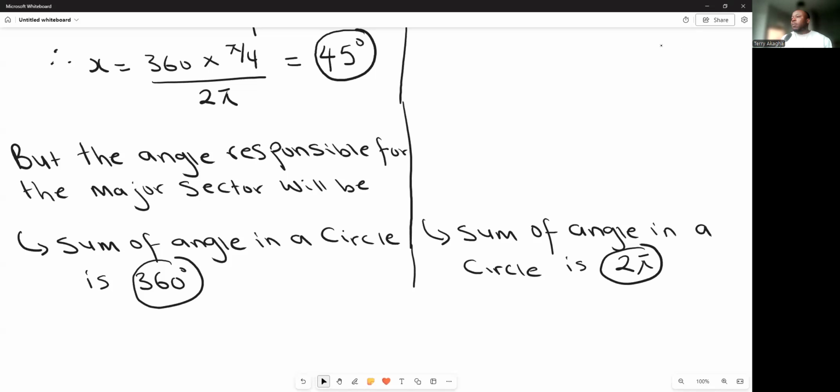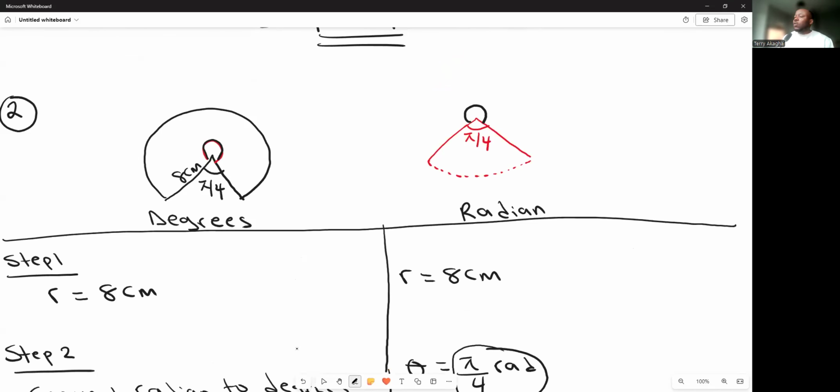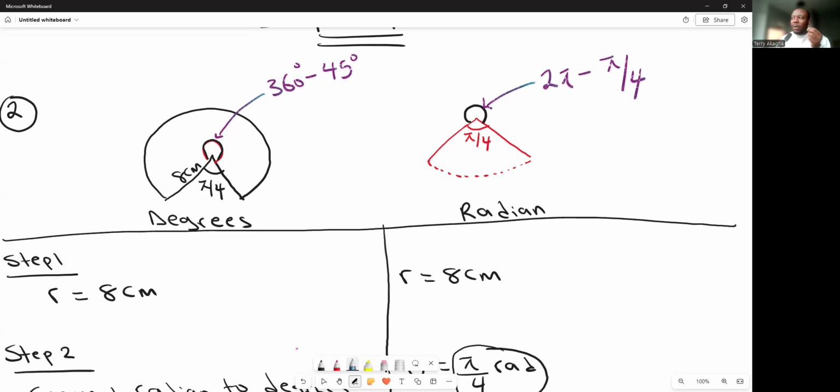So if we go back to the top here, since we know the sum of angle is 360, in order to get the angle that is being subtended here, in degrees it is going to be 360 minus 45 degrees. But if it's in radian, it's going to be 2 pi minus pi over 4. So depending on whether you're working with degrees or radian determines how you go about it, okay?